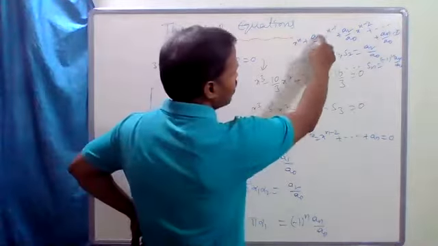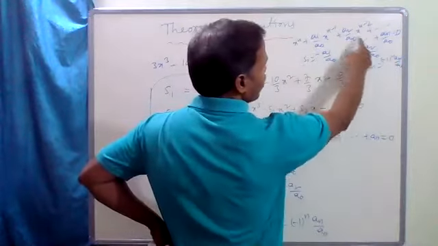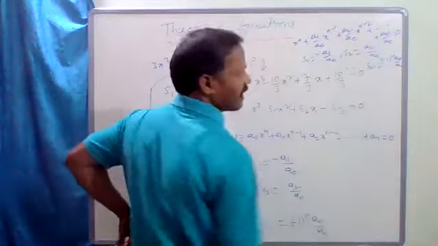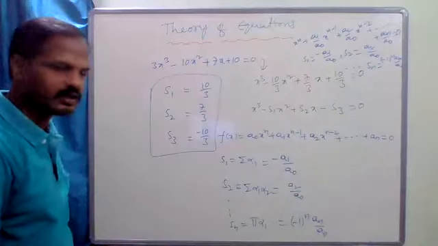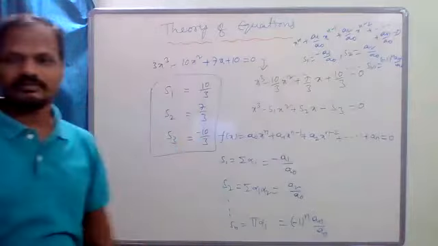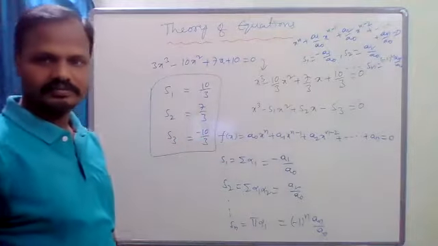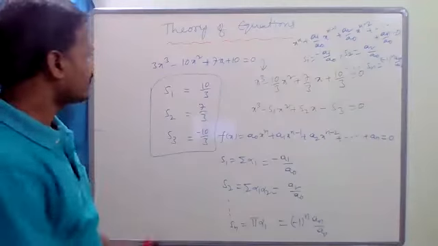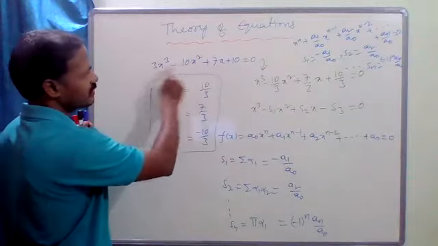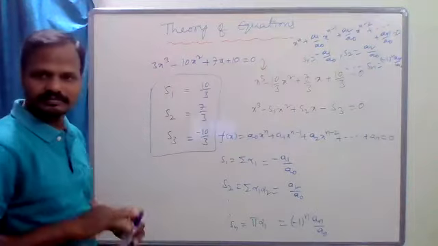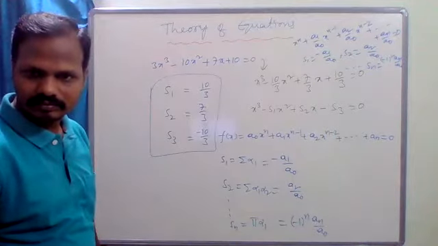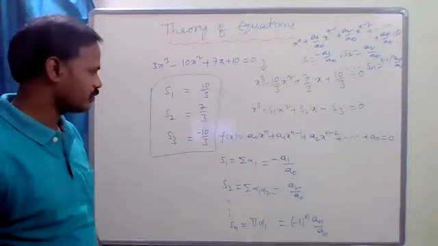Compare this. A1 by A0 is minus S1, A2 by A0 is S2, An by A0 is minus 1 power n Sn, like that. So minus plus so on. Is it clear? Otherwise S1 is minus of minus 10 by 3, S2 is 7 by 3, S3 is minus 10 by 3, like that. Okay, good.